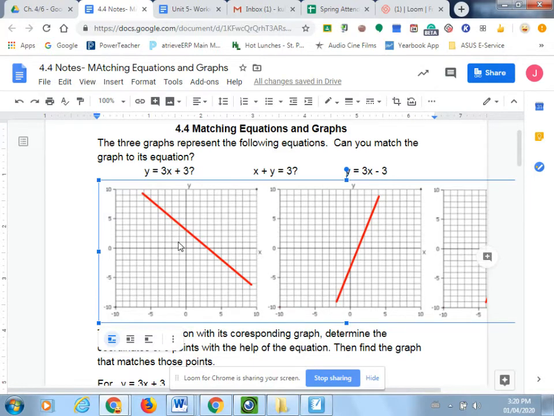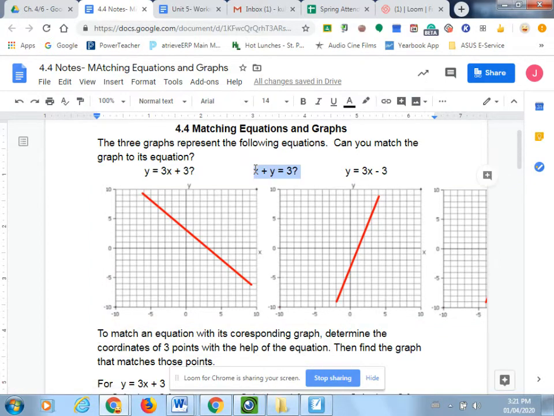If I take those same coordinates and put them in here, if I chose my (0, 3), does 0 plus 3 equal 3? Yes. If I choose another point, (1, 2), does 1 plus 2 equal 3? Yes. And if I chose a third point, because it's always helpful to have 3 points to ensure you're doing it correctly, I go this way and I'm at (-2, 5). Does -2 plus 5 equal 3? It does. So I can successfully say that this graph matches this equation.